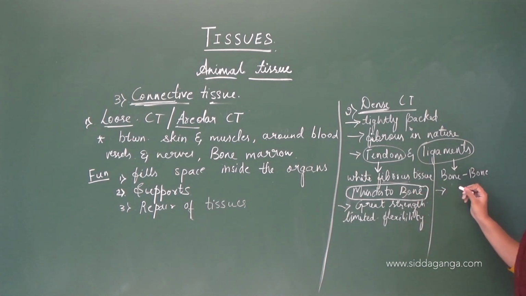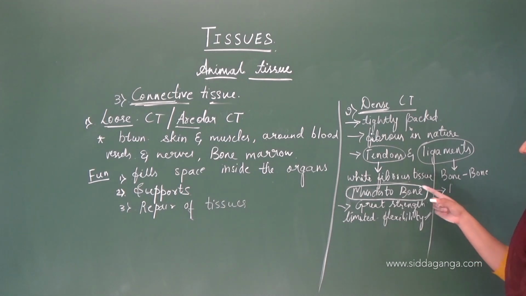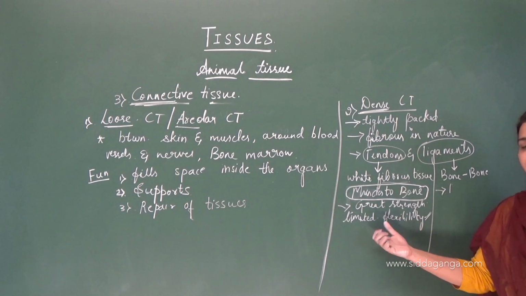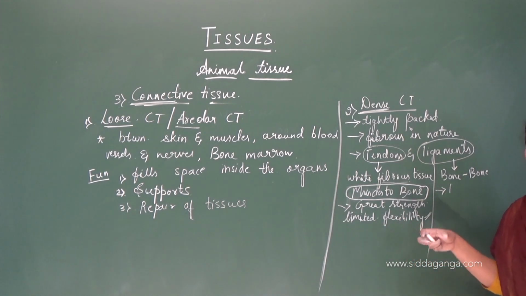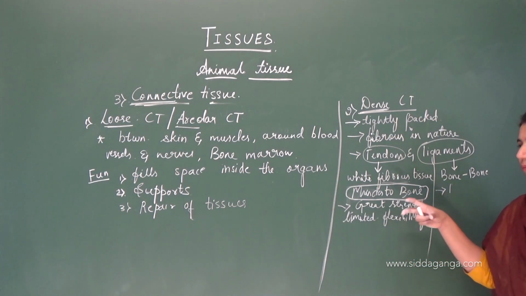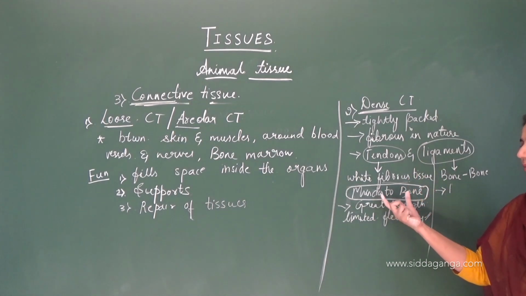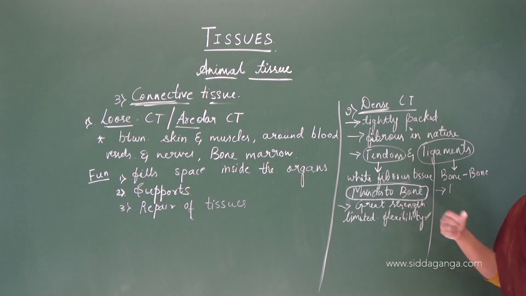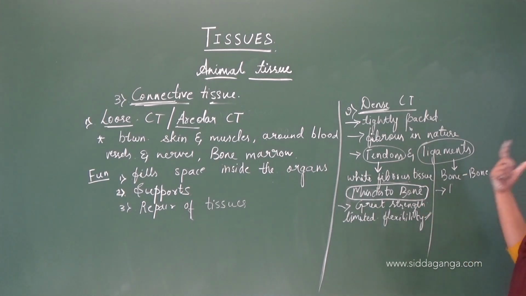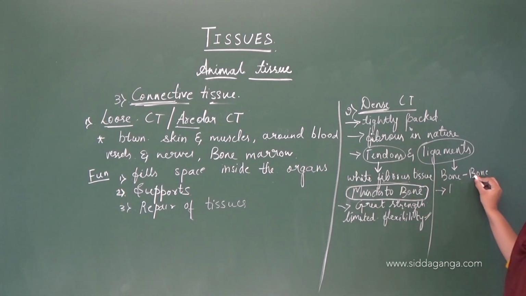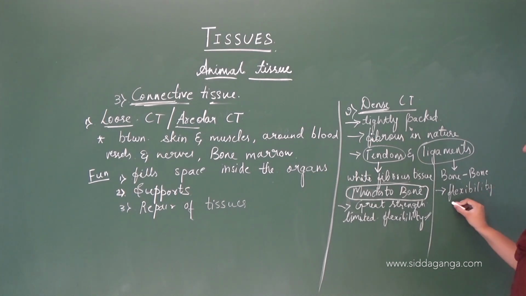These have high elasticity or high flexibility, whereas these tendons have limited flexibility. They do not move much. The flexibility or the movement of these tendons is limited. Hence this connects muscle to bone. And these ligaments connect bone to bone. These are highly flexible. Flexibility is more, and these are elastic in nature.